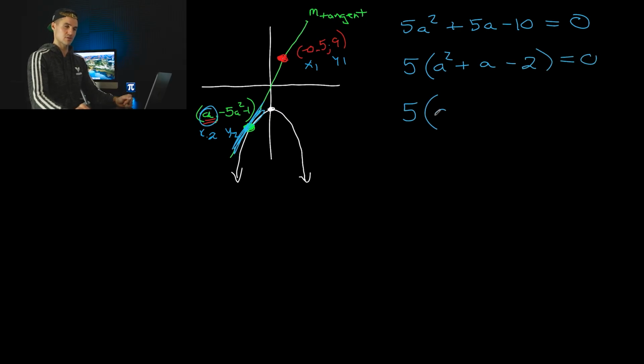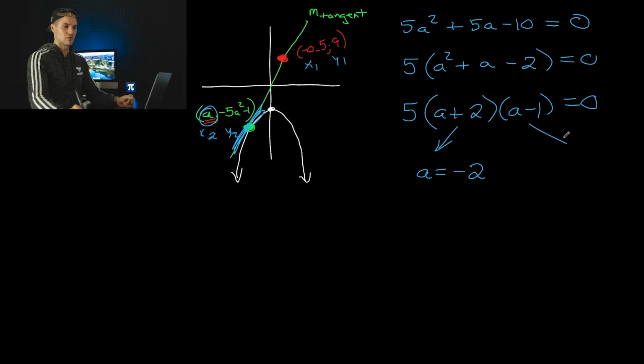Now this factors into what? a plus 2, a minus 1, like that. You could have also put this in the quadratic formula if you want. Sometimes it may not factor smoothly, so you may have to put in the quadratic formula. But this one fortunately did factor smoothly. So we get 2 values, an a value of negative 2 and an a value of positive 1.